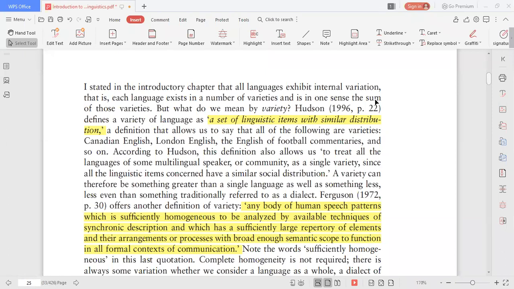Diachronic is for a longer period of time. Synchronic is a specific period of time, a certain period of time. একটা নির্দিষ্ট সময়ের ভাষাকে নিয়ে যদি আমি অ্যানালাইজ করি, and which has a sufficiently large repertoire of elements, এবং তার কি আছে? পর্যাপ্ত রকমের repertoire of elements.